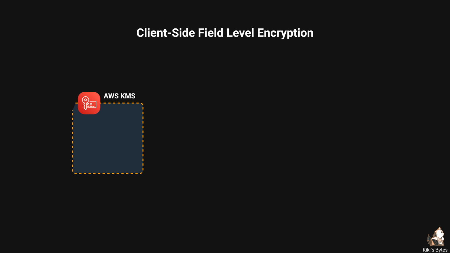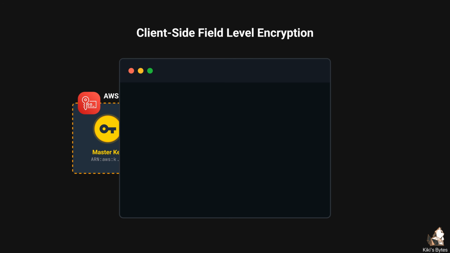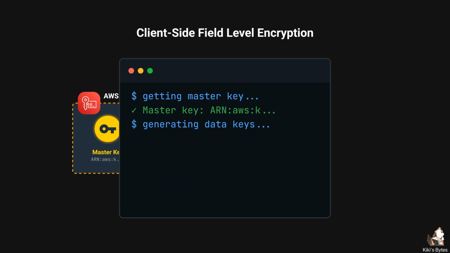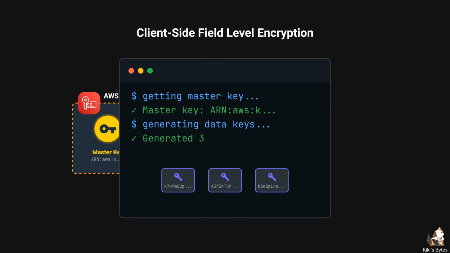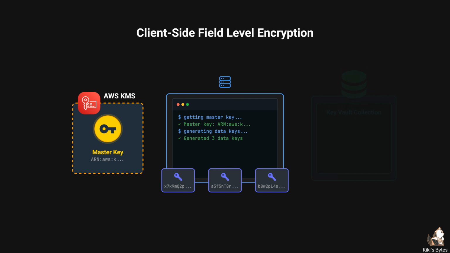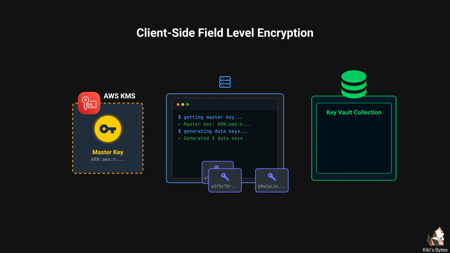Client-side field-level encryption is just a mechanism that encrypts sensitive data at the application level. Your application uses something like a master key that can be stored in something like AWS KMS. You then use this master key to encrypt another set of keys called the data keys. And MongoDB stores these encrypted data keys in a special collection called the key vault.